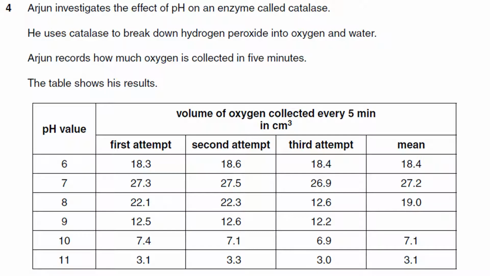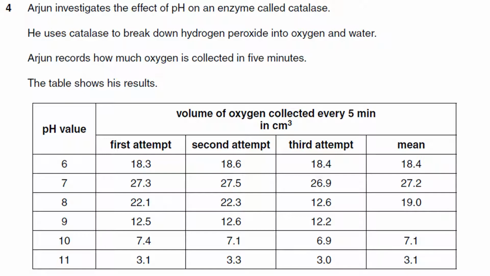Arjun investigates the effects of pH on the enzyme catalase. He uses catalase to break down hydrogen peroxide into oxygen and water. Arjun records how much oxygen is collected in 5 minutes. The table shows his results. So what have we got here? We've got pH values on the left-hand side from 6 to 11. We've got a volume of oxygen collected every 5 minutes in cubic centimeters.